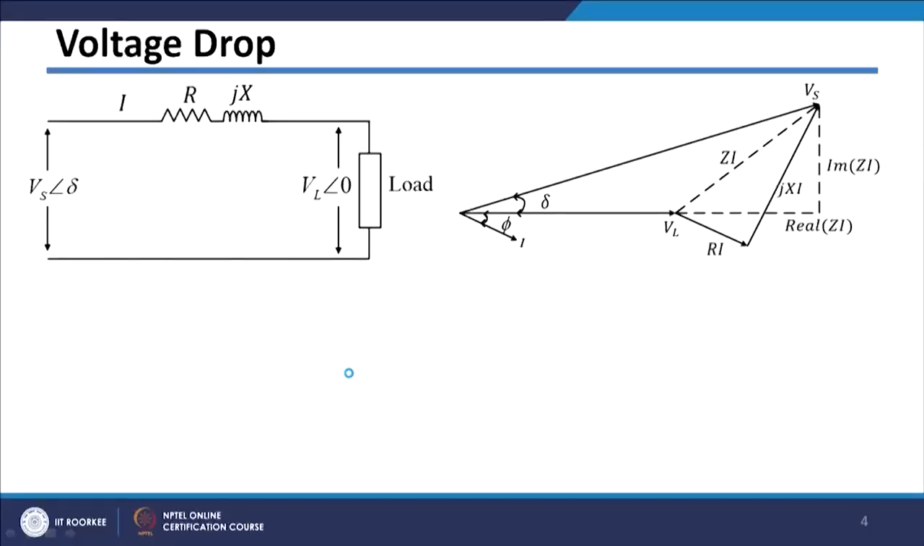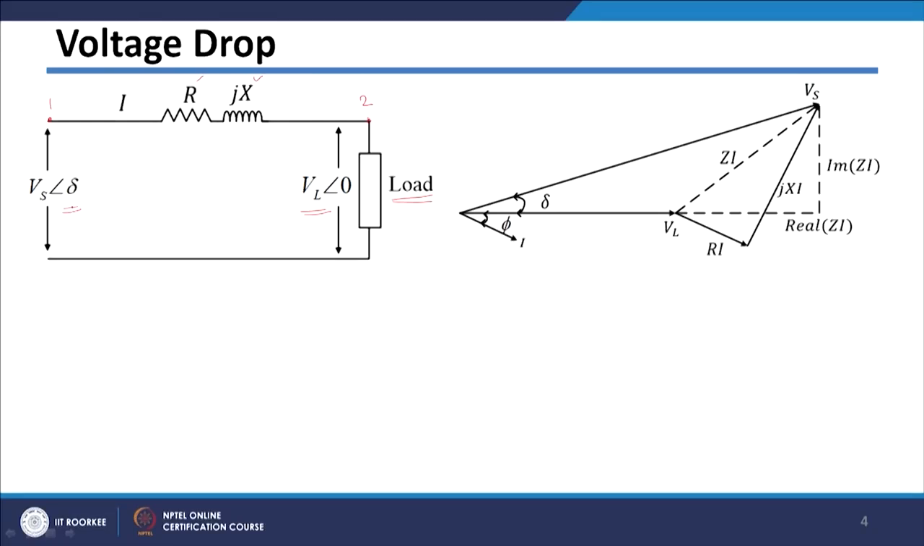Let us take a simple example where we want to calculate voltage drop and how we can approximate this voltage drop. Let us see this figure. What I have done here, you have this feeder component from say point 1 to point 2, which has resistance R and reactance jX, and then there is a load which has say lagging power factor. Voltage at the load end is VL angle 0 and voltage at the sending end is say Vs angle delta.